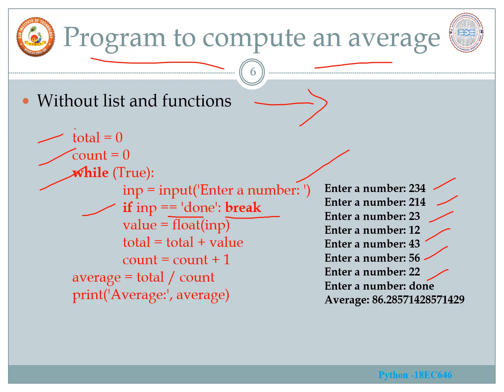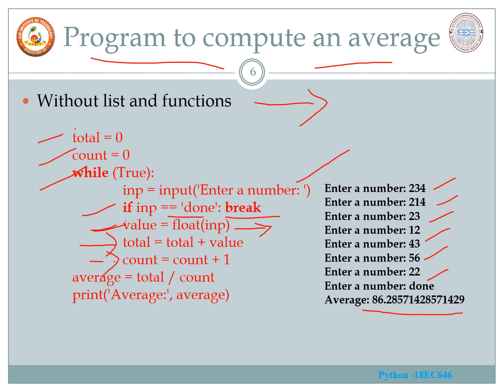Now, if all the values are being taken, then we take the floating value of the input. Since we are computing the average, the average would not always be a whole number, so it could be in the form of a float. So we are taking the floating value of the input and computing the total. Total is equal to total plus the value, and count is equal to count plus 1.